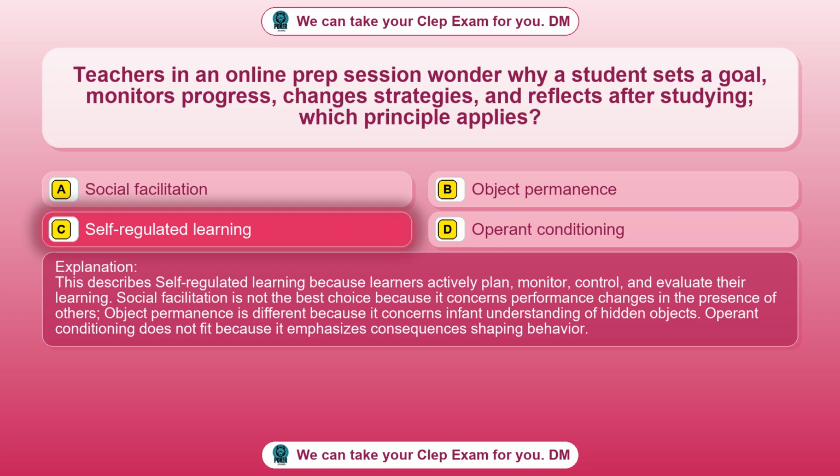This describes self-regulated learning because learners actively plan, monitor, control, and evaluate their learning. Social facilitation is not the best choice because it concerns performance changes in the presence of others. Object permanence is different because it concerns infant understanding of hidden objects. Operant conditioning does not fit because it emphasizes consequences shaping behavior.